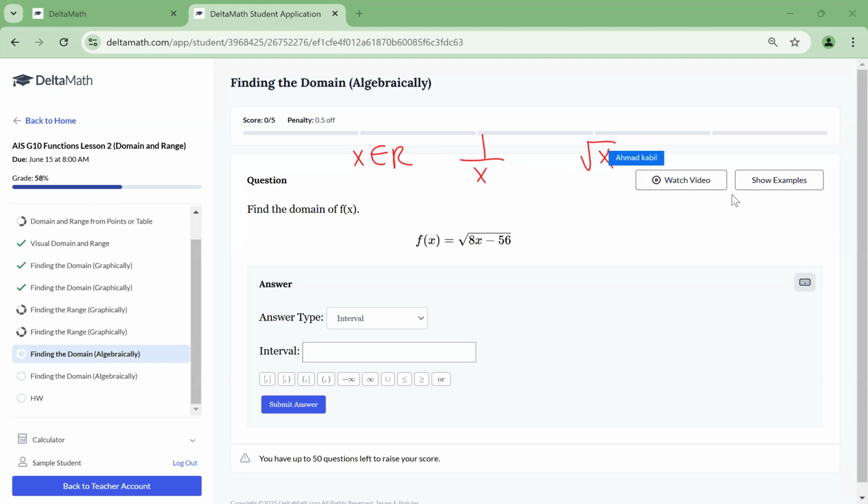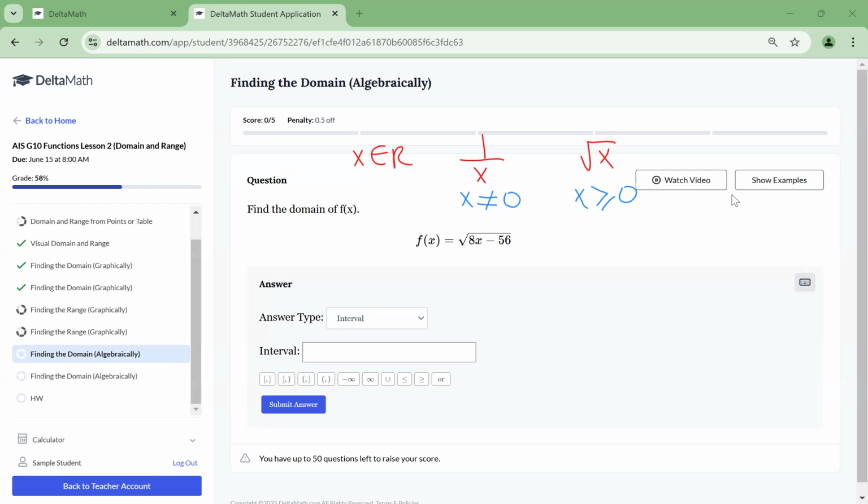So if x is in the denominator, then we write x is not equal to 0, because the denominator can never be 0. If we have x under the root, we have to write x is greater than or equal to 0, because you can never have a negative under the root as long as you're dealing with real numbers.